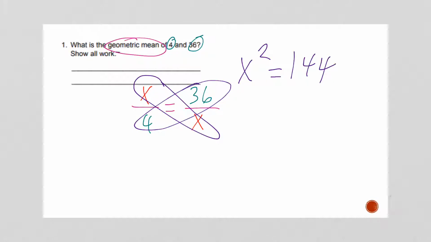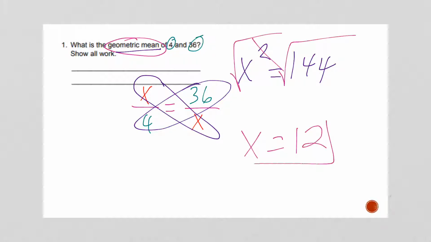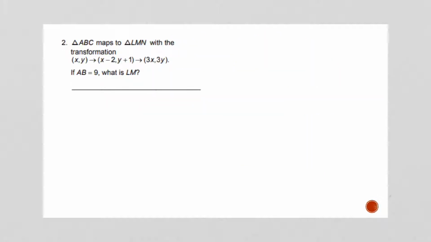I need to find the geometric mean, which means to solve for x. So I'm going to take the square root of 144, and that equals just 12. I know the square root of 144 is plus or minus 12, but you're only keeping the positive answer because this is geometric mean. Question number 2 is asking for the transformation.